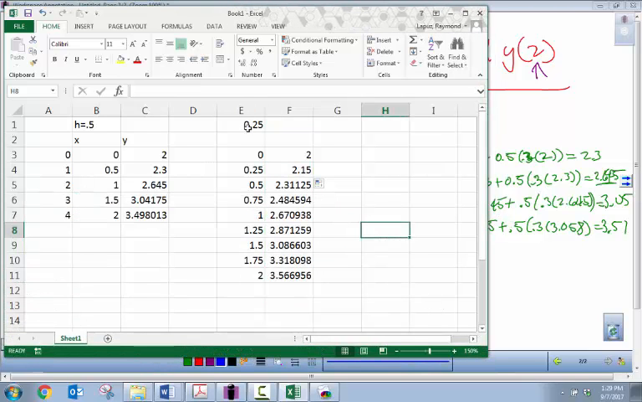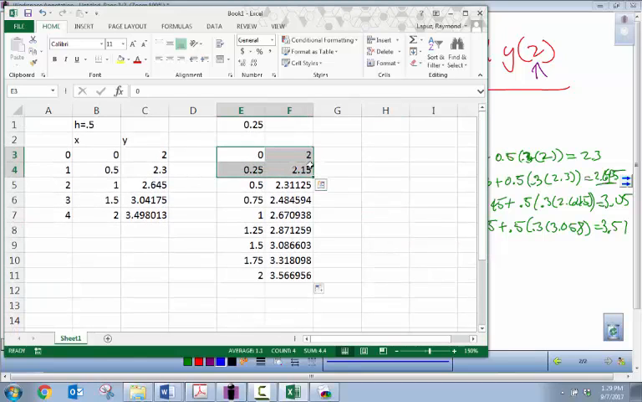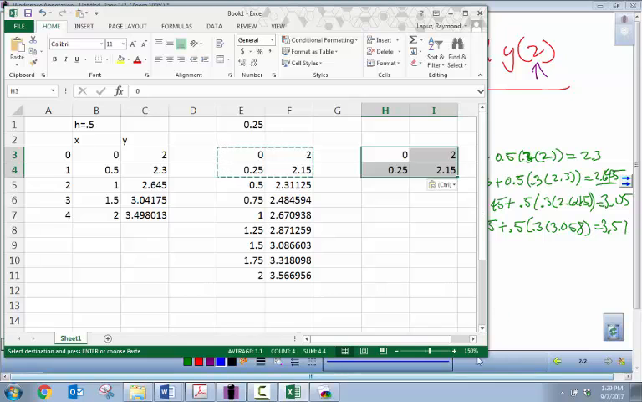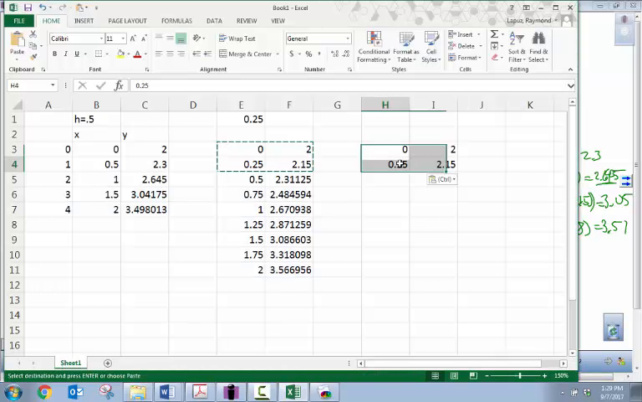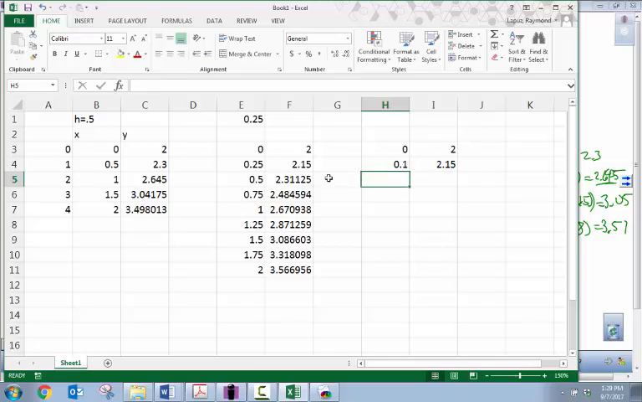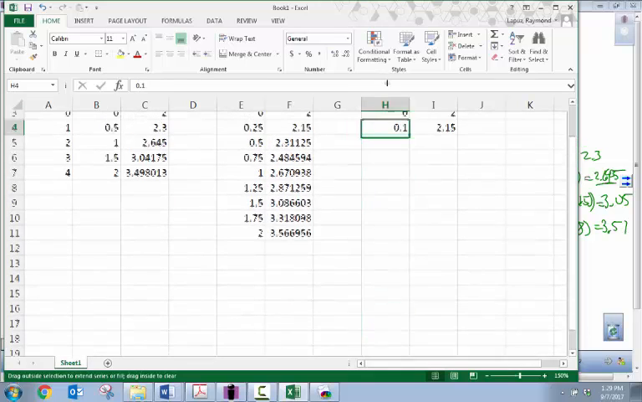So this is with a step size of 0.25. Now we can take more steps and take a step size of 0.1. Should we do that? Sure we can, because this is Excel. I just copy and paste a whole bunch of things. It'll take me a little bit longer to get down to 2.